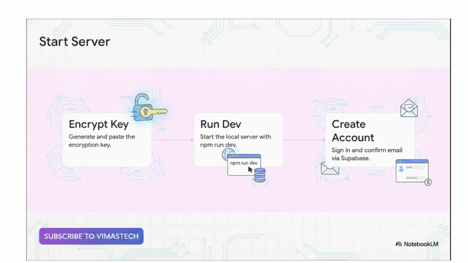Now, boot up your local server by typing npm run dev in the terminal. When you pull up localhost 3000 in your browser, boom, your CRM is alive. Just click sign in, create your admin account, confirm your email via Supabase, and you are officially inside your own private, locally hosted CRM dashboard. The foundation is officially laid.